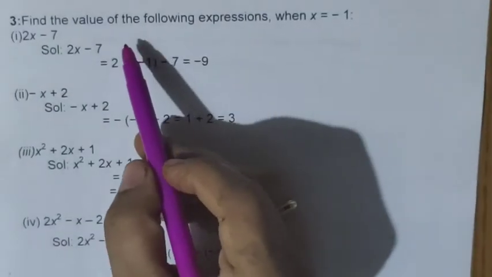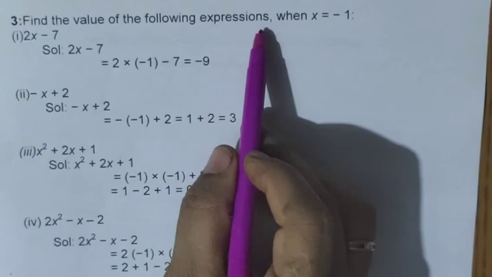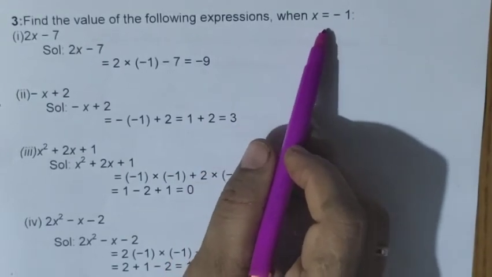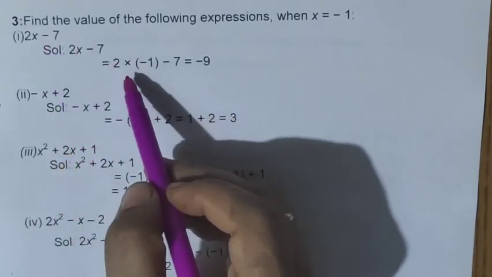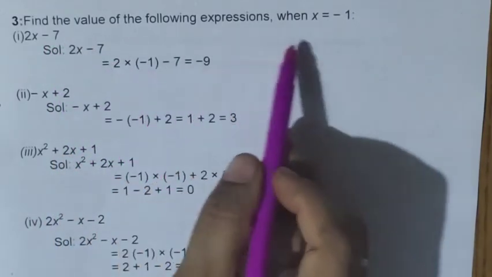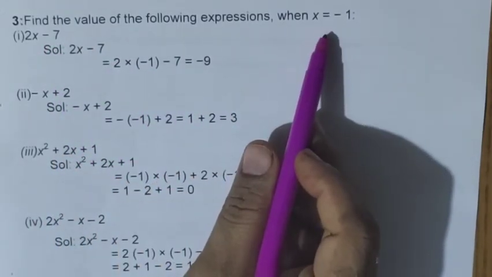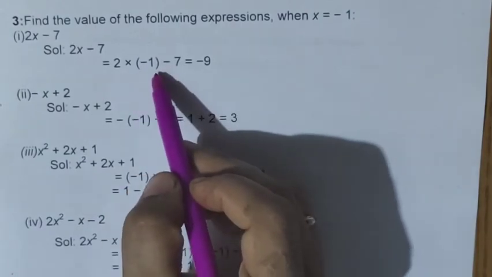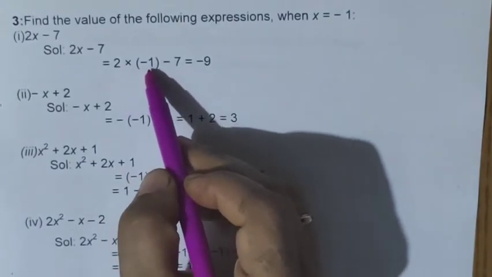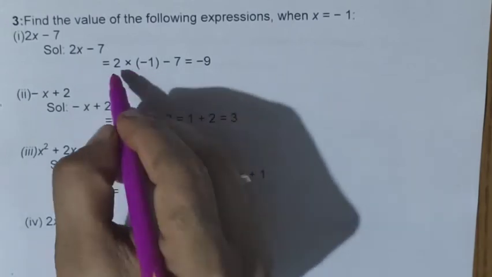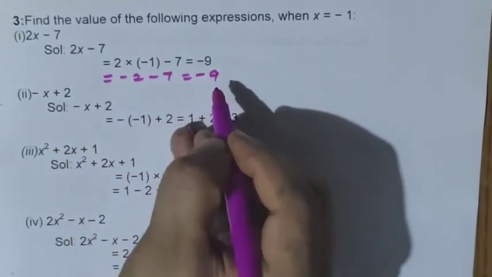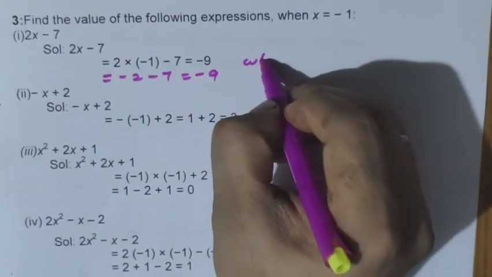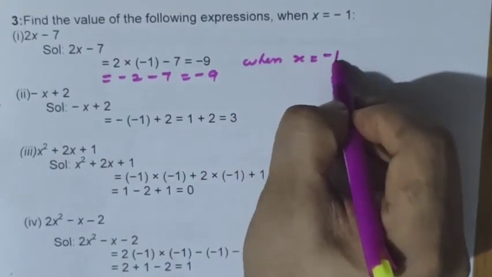Third question. Find the value of the following expressions when x equals minus 1. So what is the first expression? 2x minus 7. So 2x minus 7 we have written. Now what is the value to be replaced? Minus 1. So 2 into minus 1 minus 7. 2 into minus 1, what is the answer? Minus 2. So minus 2 minus 7 equals minus 9. Here you should write when x equals minus 1, right?